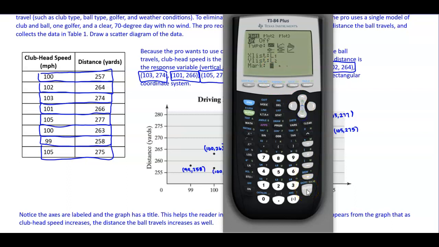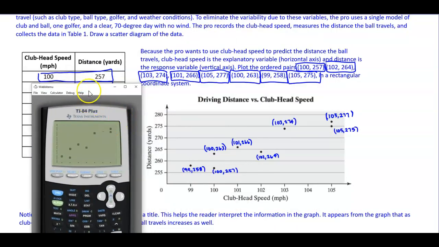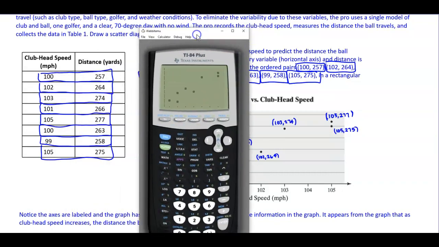And then now what you want to do is go to Zoom. So you're going to select Zoom, and then you're going to scroll all the way down to number 9 where it says ZoomStat, and then press Enter. And then it gives you the same graph that we have over here. So that's the way to do it on a TI-84 calculator. Okay, so we did it by hand, we did it by using StatCrunch, and by using the TI-84 calculator.